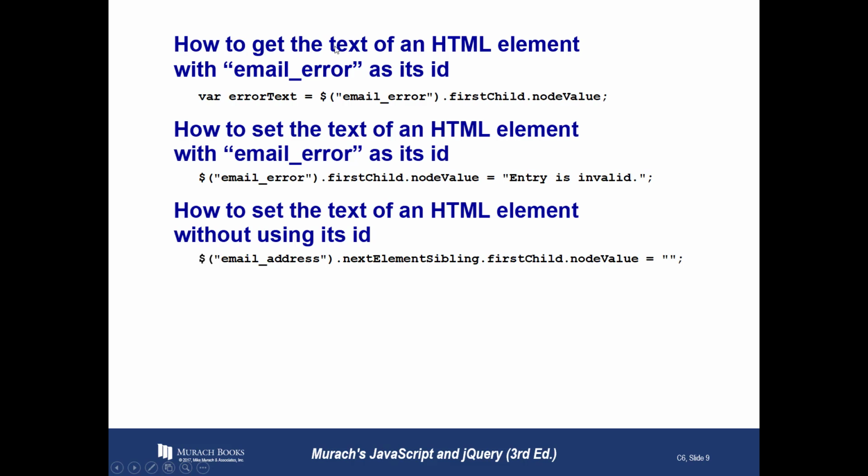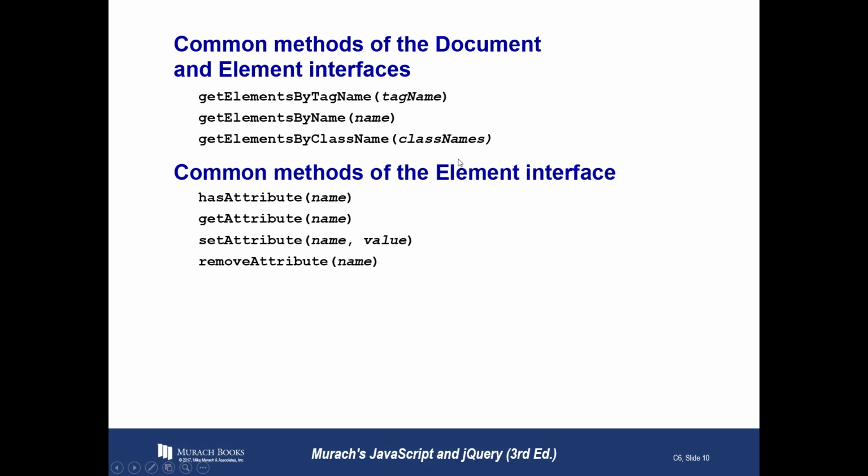But it says there how to get the text out of an element. This is one way of doing it. How to set the text. And you'll notice here we've got emailError.firstChild.nodeValue. It's on the right-hand side of the equal sign, so we are copying its value to a variable. Here, it's on the left-hand side of an equal sign, so we are setting its value. Here we're setting it without using an ID.